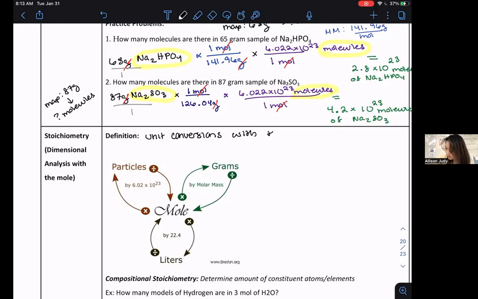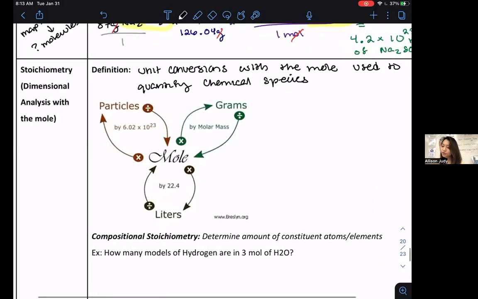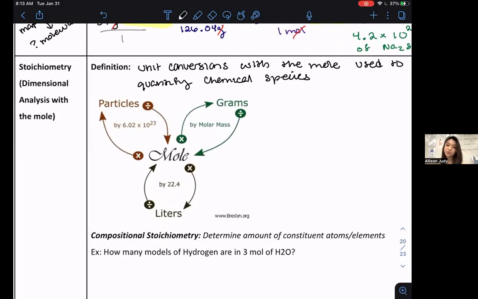with the mole, used to quantify chemical species in a reaction typically. So we kind of have this little 3-part floral diagram. If this helps you, awesome. If it doesn't, no worries. If you want to make it more linear, do what you need to do, but this is just a suggestion. I thought it was really pretty.